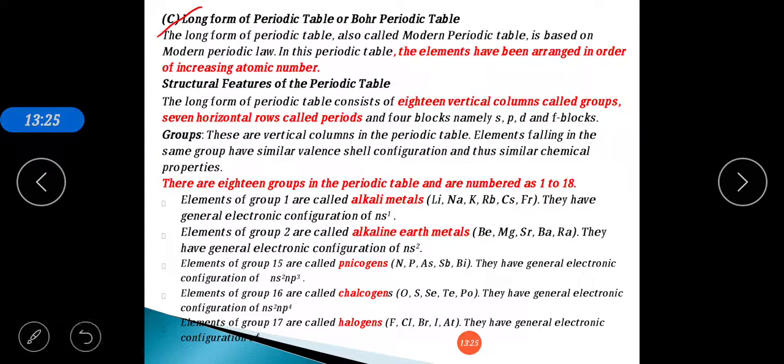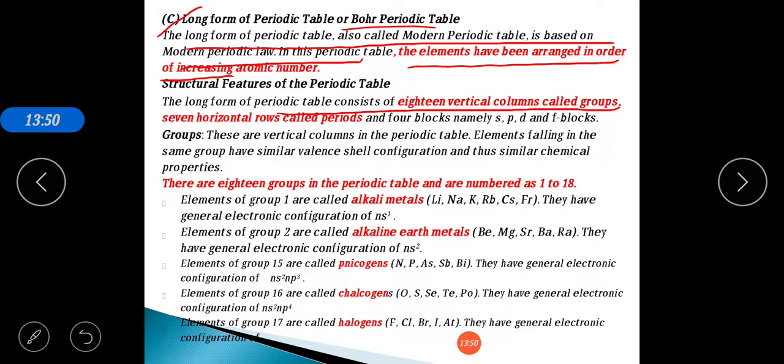Long form of periodic table or Bohr's periodic table. The long form of the periodic table, or modern periodic table, is based on the modern periodic law, and in this periodic table elements have been arranged in order of increasing atomic number. Structural features of the periodic table. The long form of the periodic table consists of 18 vertical columns called groups, 7 horizontal rows called periods, and 4 blocks, the s, p, d, f blocks.